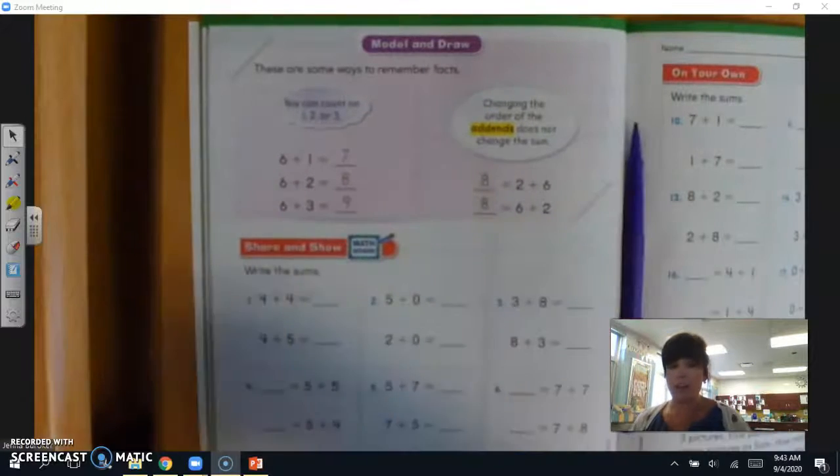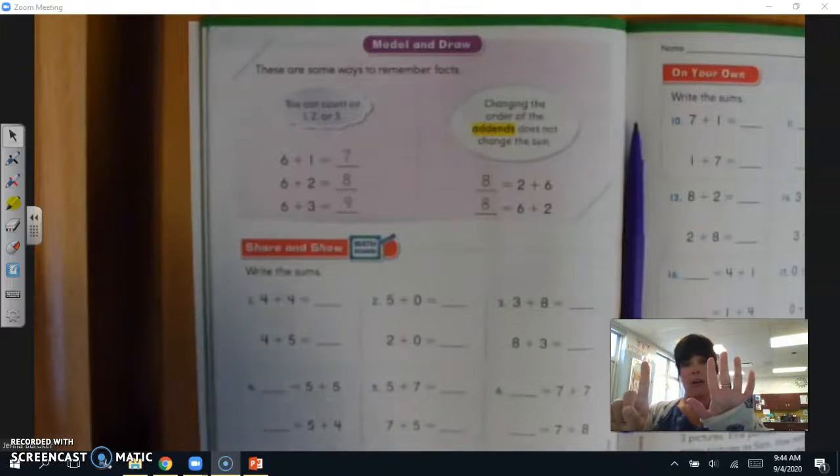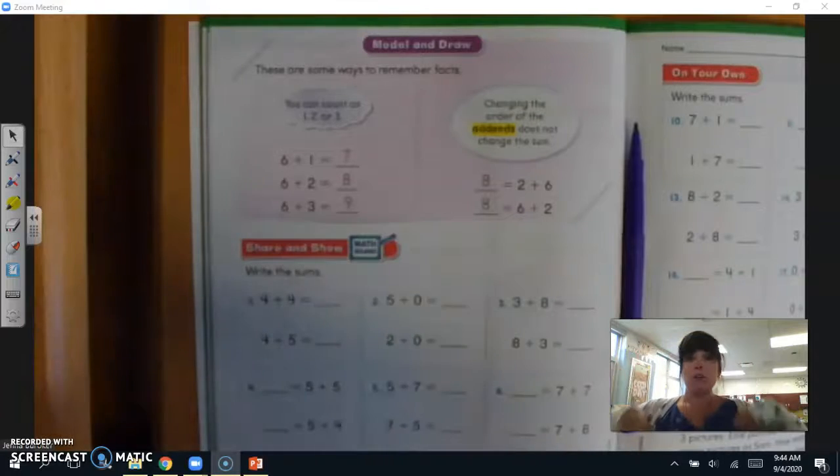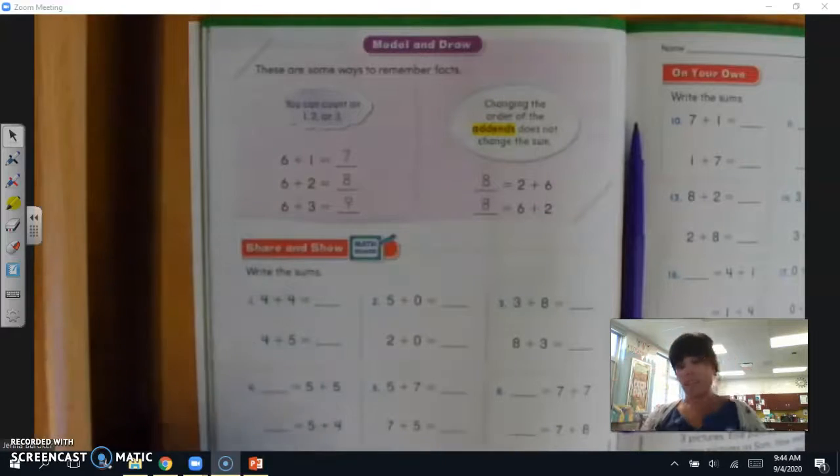So if we're counting on, put up 6 fingers. We're adding 1, 7. Okay, we're at 6. Let's add on 2, so we're going to count up 2. So we're at 6, 7, 8. Okay, put up those 6 fingers again. Now we're going to count on 3. So we're at 6, 7, 8, 9. Make sense? That's what it's talking about when it says count on.